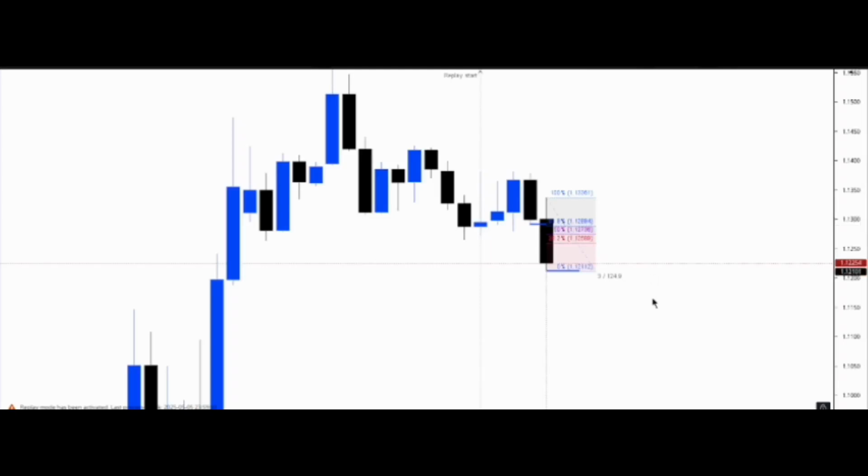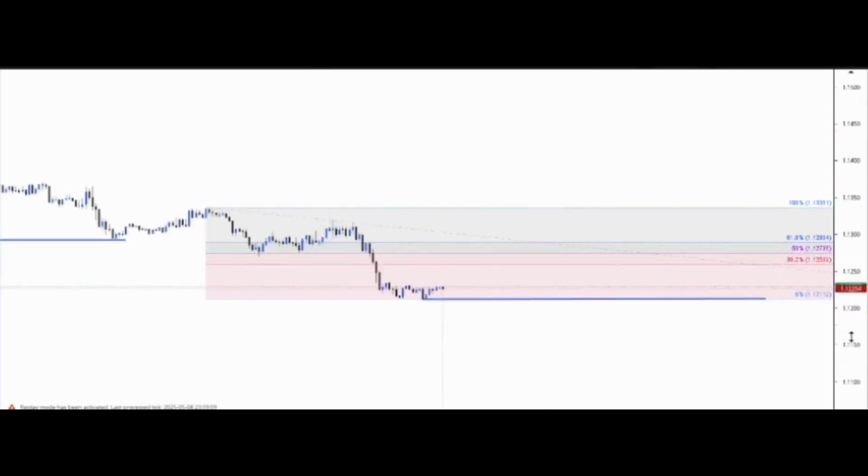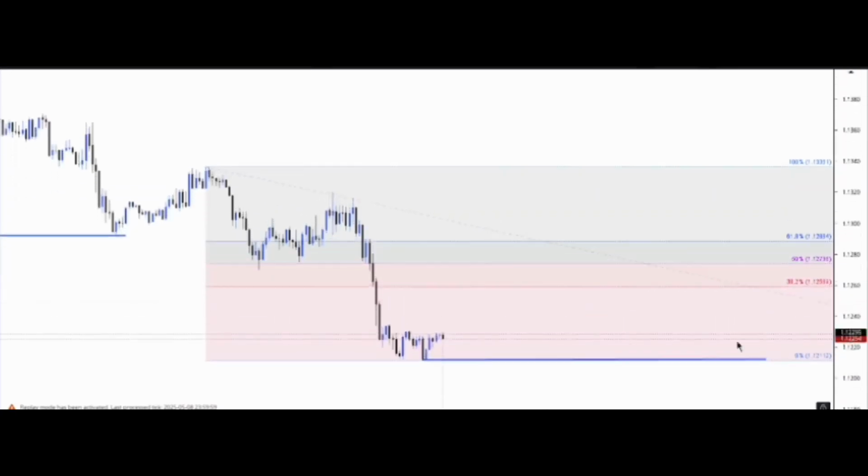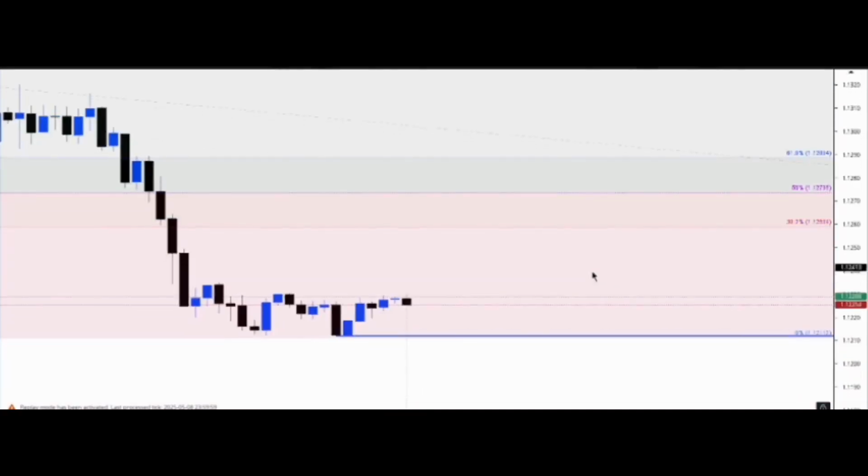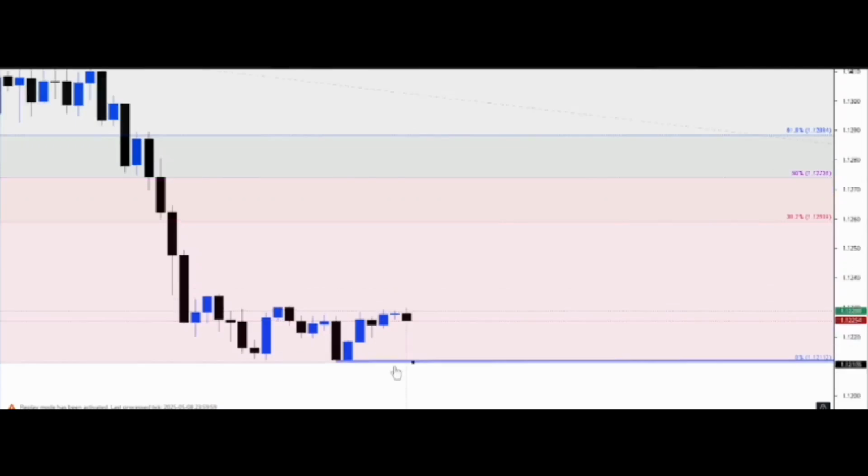After that, you go to the 15M to look for an opportunity to enter the market. On the 15M we are going to use the same exact steps that I told you about. As you can see, this is your 38.2% fib level, this is the 50% fib level and the 61.8 fib level. Now remember, this is our target.